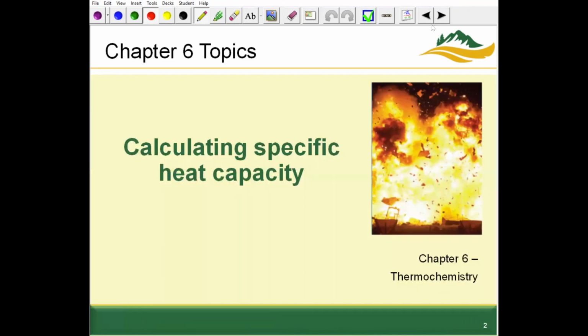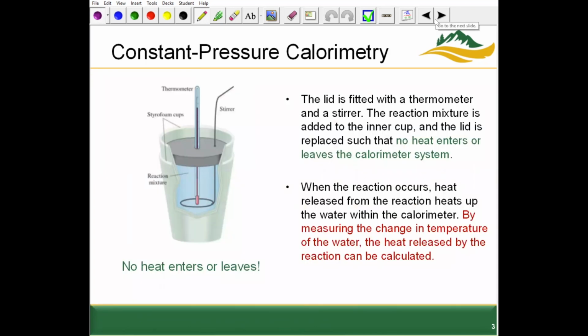The next topic we're going to get into is calculating the specific heat capacity. All the topics we're going to go through in this part of Chapter 6 are pretty interrelated, so we're going to use similar equations and get through some similar topics. Within this first topic, we start to introduce the concept of calorimetry.